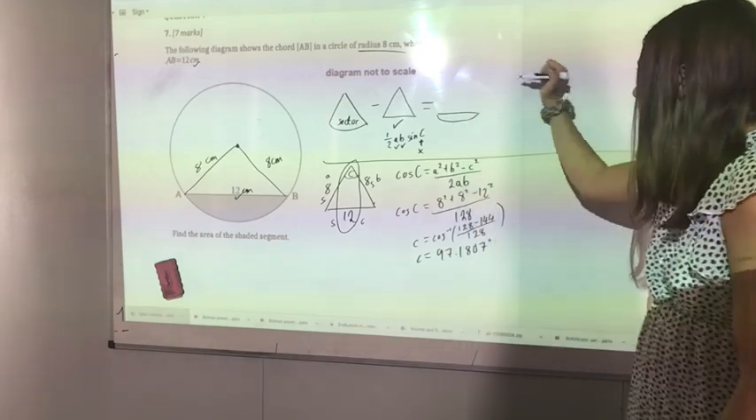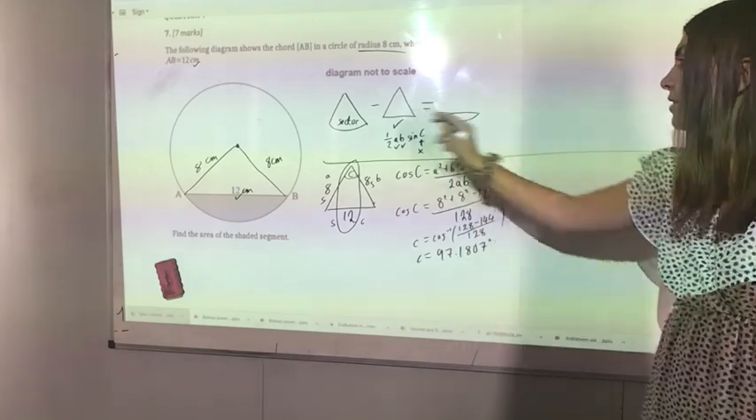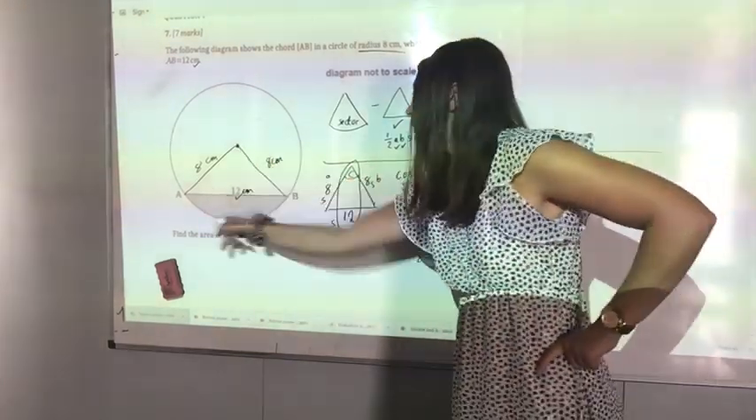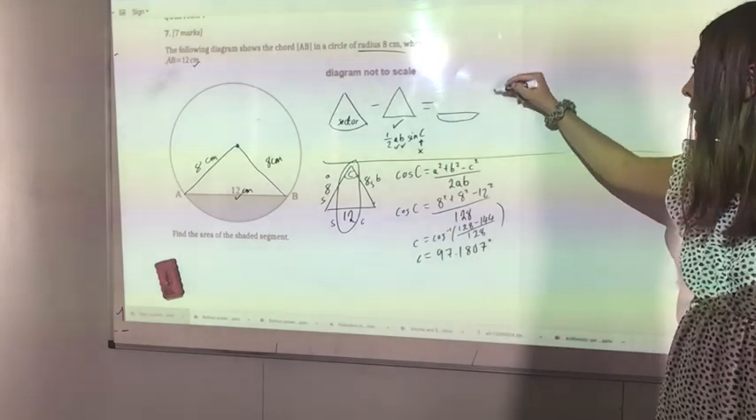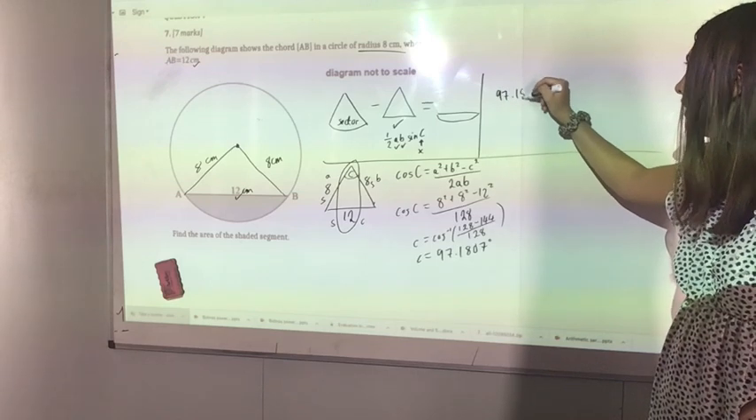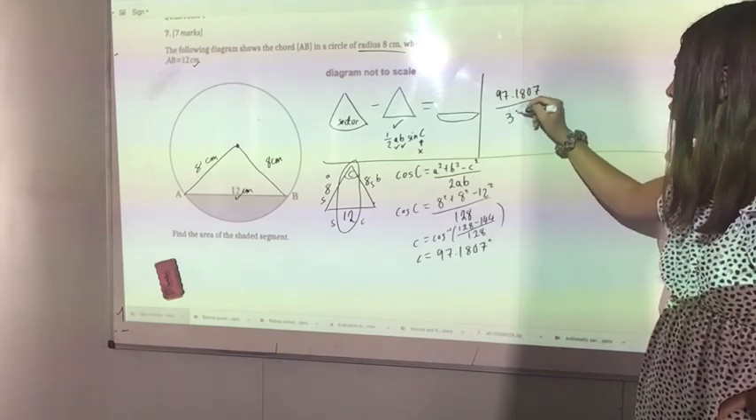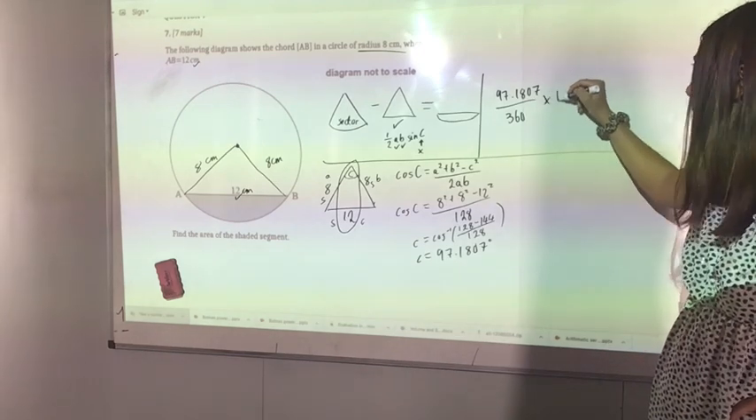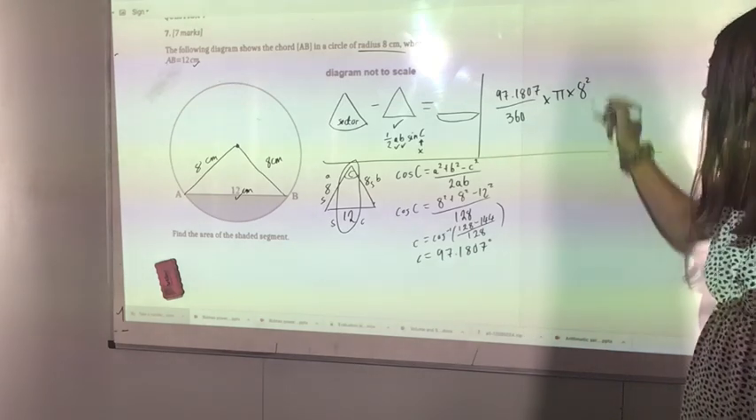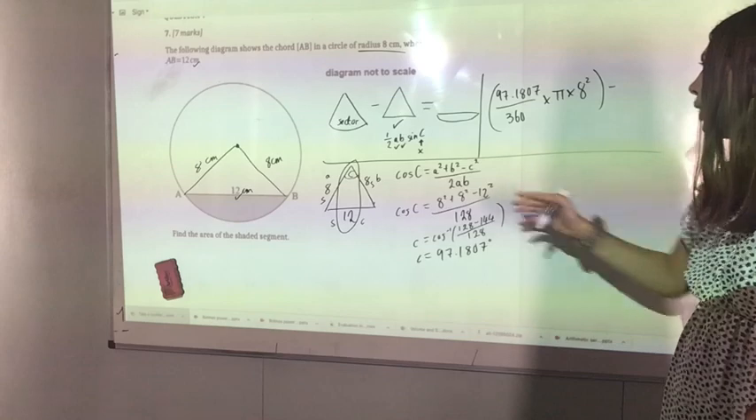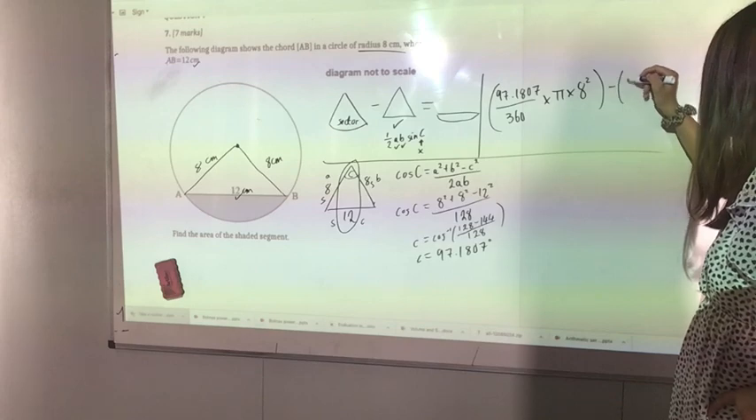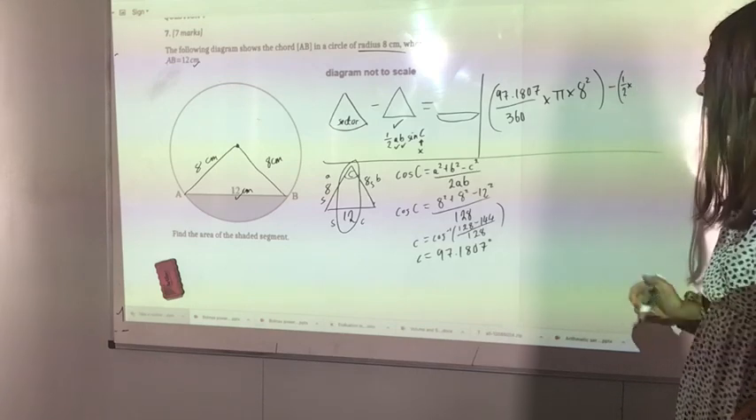Now, using this angle, we can go back to this formula, which is the sector minus the triangle gives us the segment. The sector, therefore, is going to be the area of this particular pizza slice. As done already in the exam, we are going to have the following. Angle, which is 97.1807, it's best not to round it yet, over 360, times pi radius squared, which is given in the formula booklet, minus the area of a triangle, also given in the formula booklet, minus 1/2 of AB sine C.